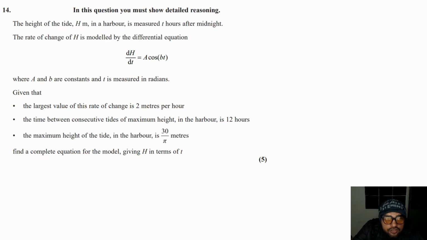Okay, now let's move to the next question, that is the 14th question. The height of the tide is mentioned in the question. In the question they have given us a differential equation. Okay, study this part. The largest value of this rate of change is 2 meters per hour. So the largest rate of change is 2 meters. So dH by dt will be maximum.